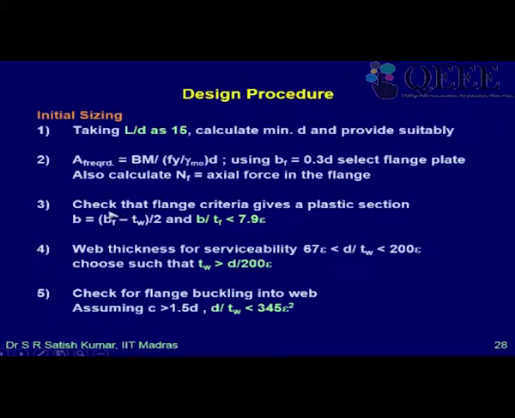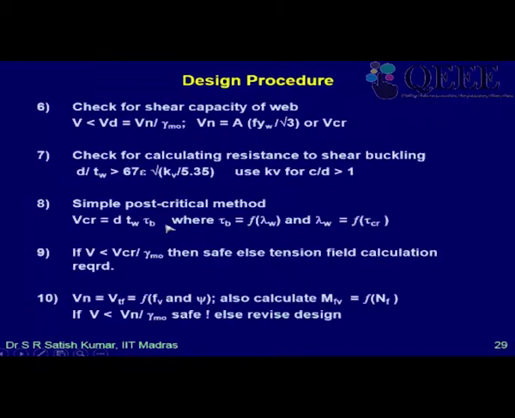Check that the flange criteria gives a plastic section, so B by TF should be less than 7.9. Web thickness: D by TW should be between 67 and 200. So choose TW greater than this value, so that this will come below 200. And check the flange buckling into web. The code gives you one more clause, so that can be checked. For that we use C greater than 1.5D.